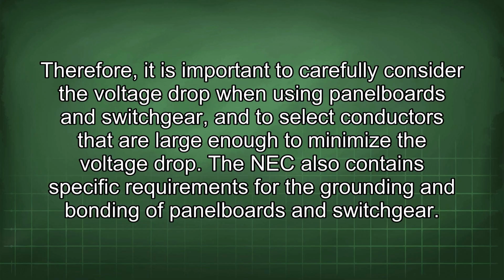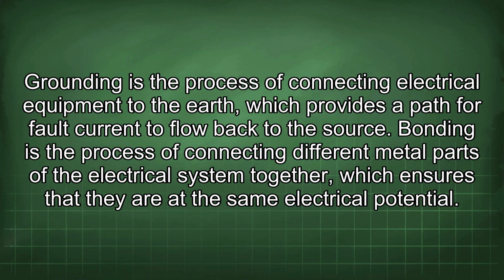The NEC also contains specific requirements for the grounding and bonding of panel boards and switchgear. Grounding is the process of connecting electrical equipment to the earth, which provides a path for fault current to flow back to the source. Bonding is the process of connecting different metal parts of the electrical system together, which ensures that they are at the same electrical potential.